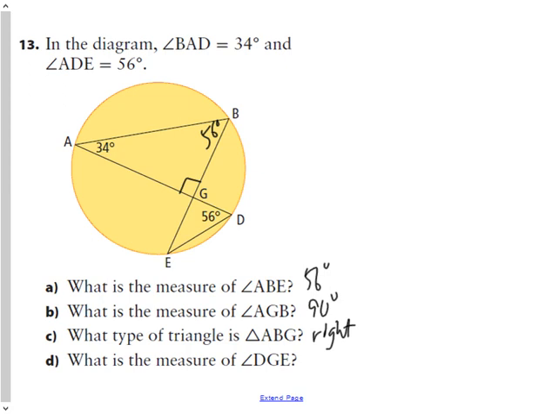And what is the measure of DGE? So DGE, what is this angle right here where the dot is? Well, when two lines intersect, this angle and this angle will be the same measure. And this angle and this angle will be the same measure. So since these two lines are intersecting and this is 90, the one across from it also has to be 90 degrees.